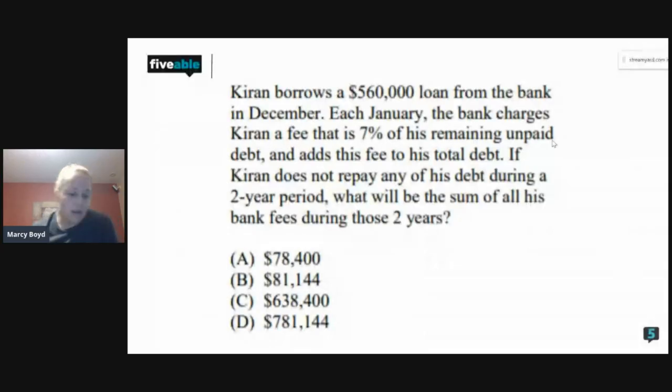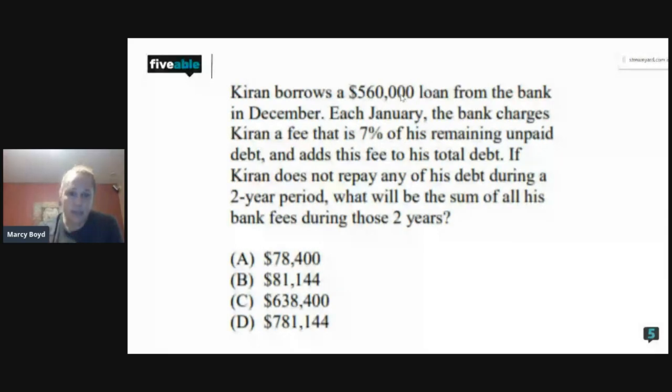First of all, things that I want to pop up here. Again, we got a percent. So Kyron has $560,000 in December. Very next month, he hasn't paid anything, so he's going to have to pay 7%. Right? Remaining unpaid debt, so that's his whole 560,000. When I multiply 0.07 times 560,000, I end up with $39,200. That is his fee, right?